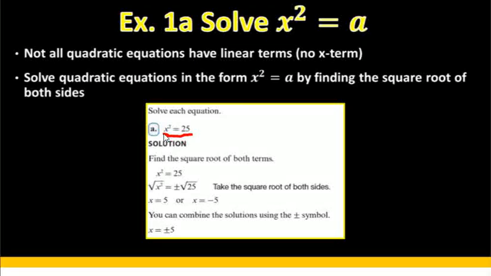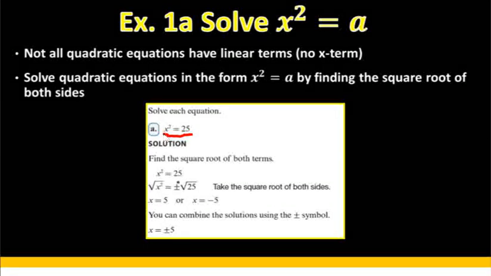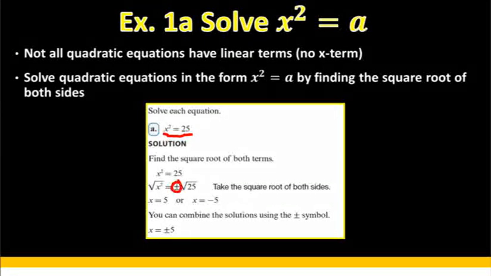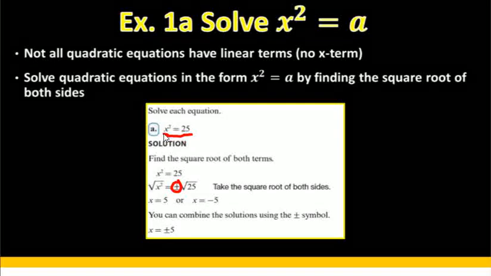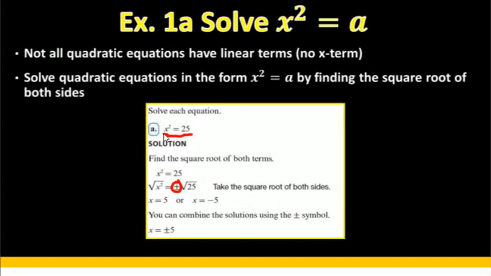We learned before that to undo a square, you find the square root. But when you find a square root of a number, you can have both a positive and a negative root. Because in this example, the square root of 25 is 5. But 5 times 5 is 25, so is a negative 5 times a negative 5. So in this example, you have two solutions. X can equal a positive and a negative 5.